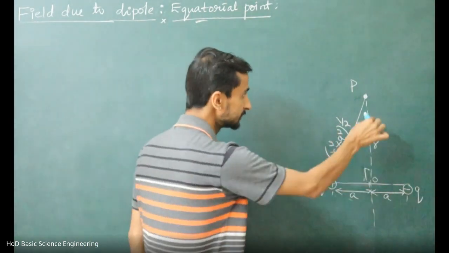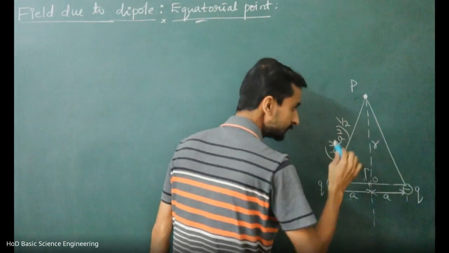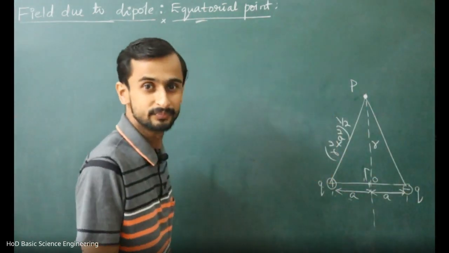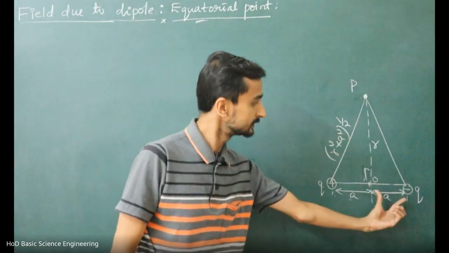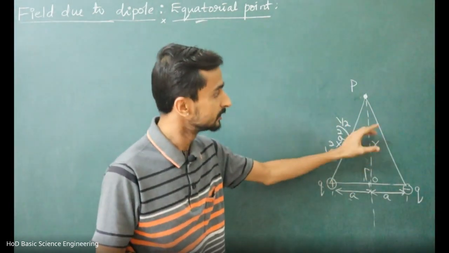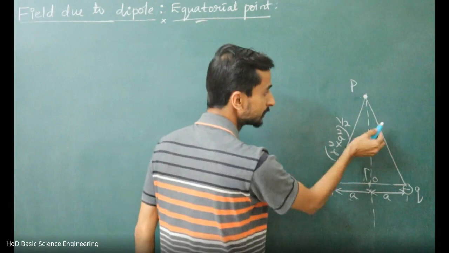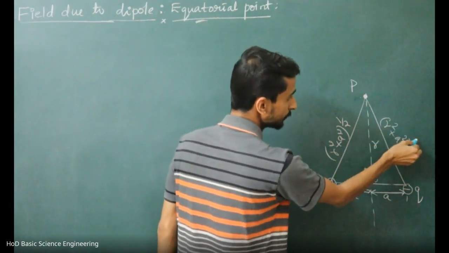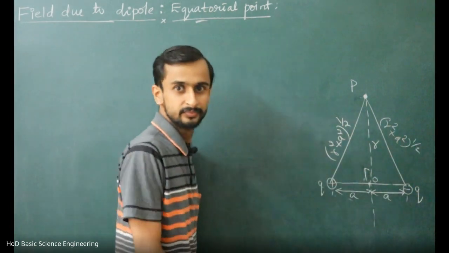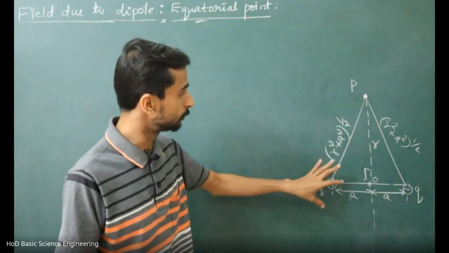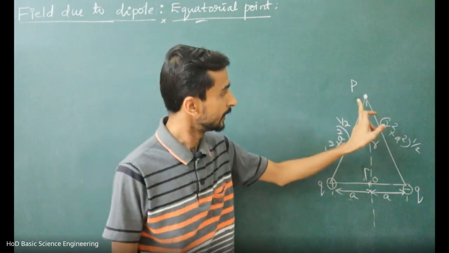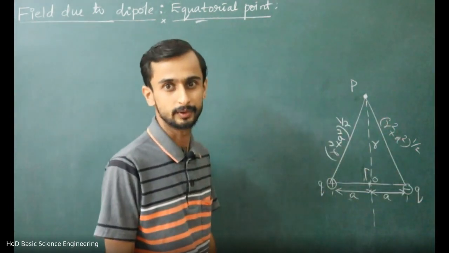Similarly, what about the distance of point P from minus q? Again it is the same, because this distance is a and this one is r. Therefore, using Pythagoras theorem, this distance is again r square plus a square to the power half. So we got both the distances, the distance of point P from plus q and from minus q.